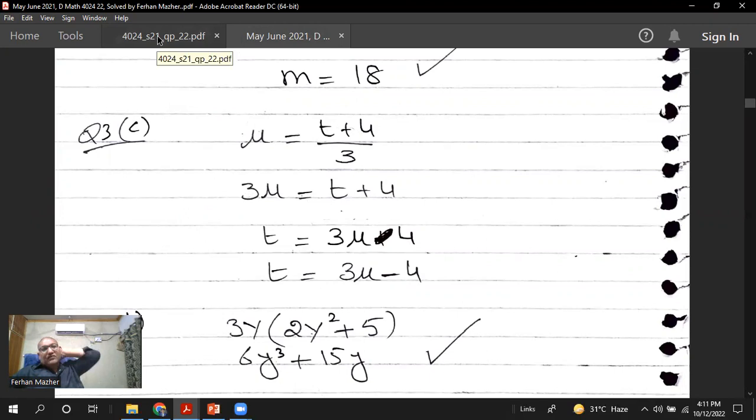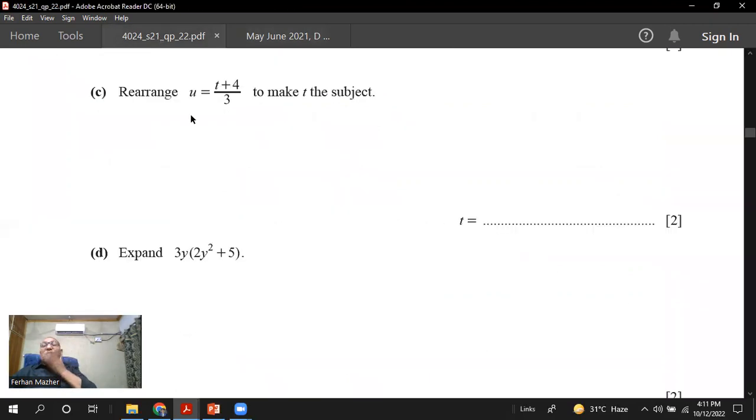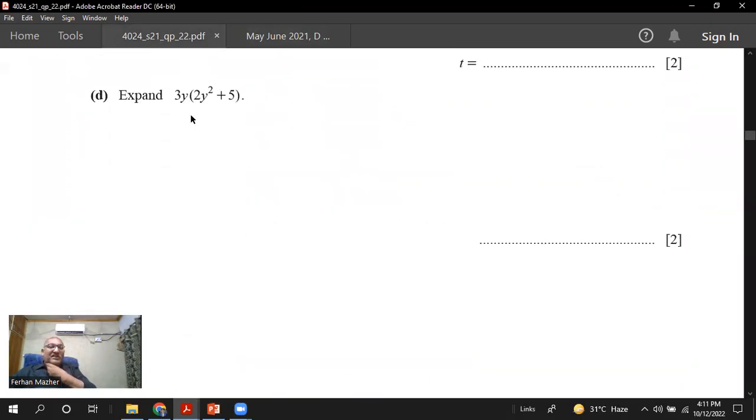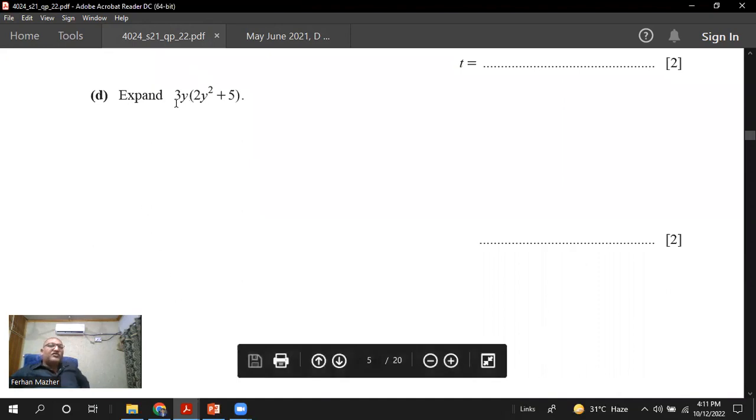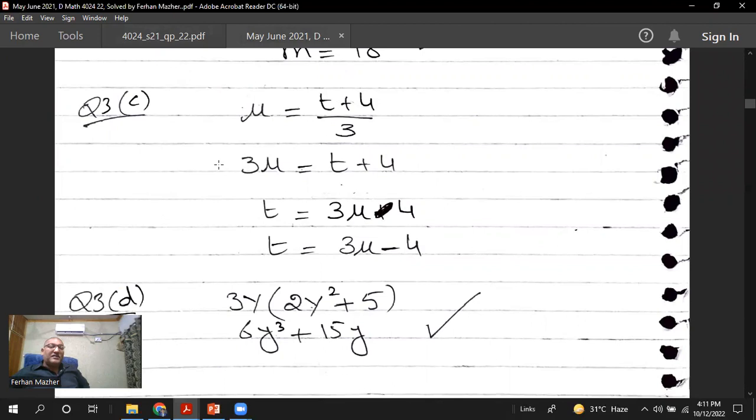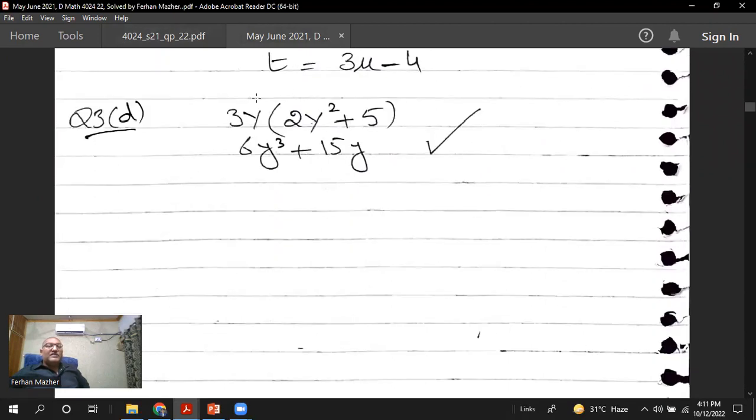Okay. Now we are going to the next part. He says D part is a 2 marks question. He says expand 3y bracket 2y squared plus 5 bracket close. Very simple. So this 3y will multiply with the 2y squared. It will become 6y cubed. 3y will multiply with the plus 5. It will become plus 15y. Simple, straightforward.